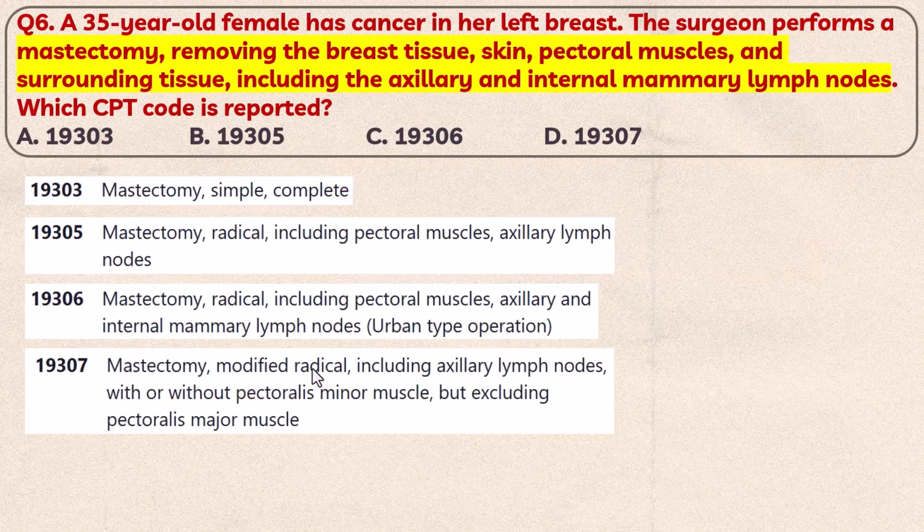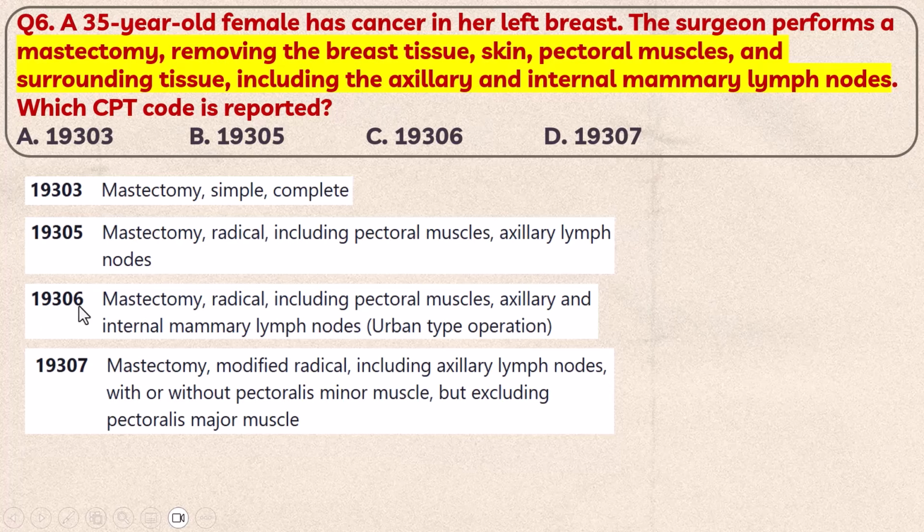So when you go to the answer, 19,303 is mastectomy, simple, complete. But this can't be the answer because it does not mention the other parts. So when you go to the other answer, 19,305 is mastectomy, radical, including pectoral muscle, axillary lymph node. So this is almost matching the procedure, but this internal mammary lymph nodes part is missing.